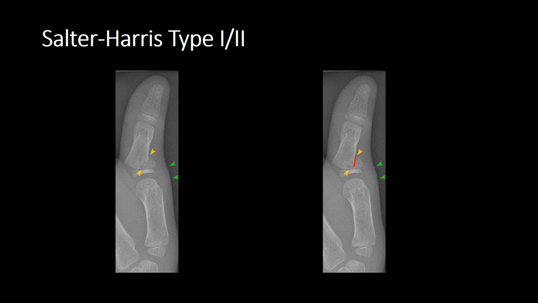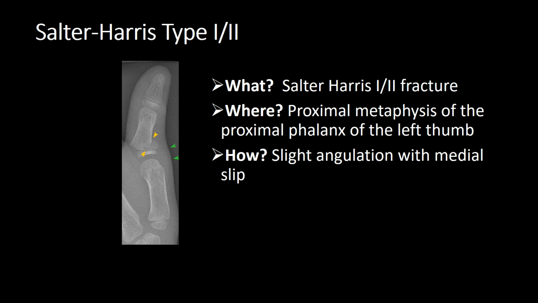But now if you look at the proximal phalanx, we can see how it is slipped medially in relation to the adjacent epiphysis. So this is why it's a Salter-Harris type 1/2. So what is it? It's a Salter-Harris 1 type 2 fracture where it's the proximal metaphysis of the proximal phalanx of the thumb. How? Slight angulation with medial slip.